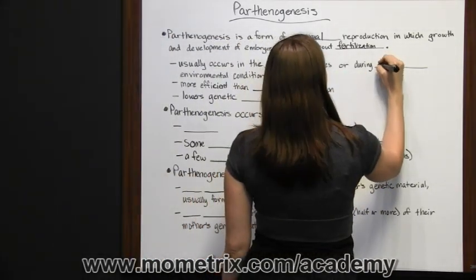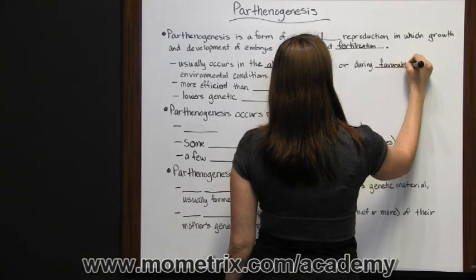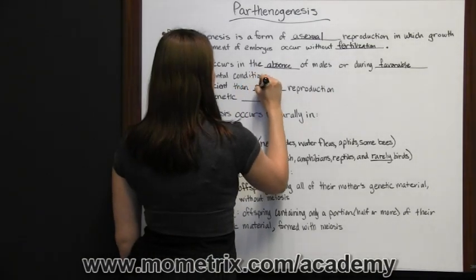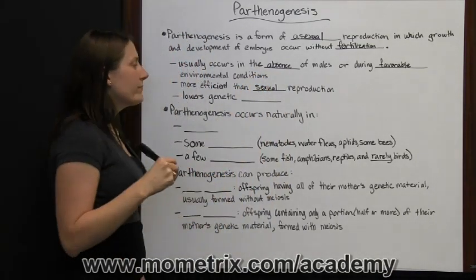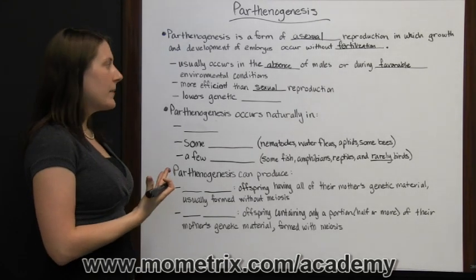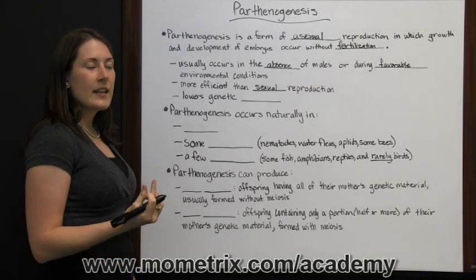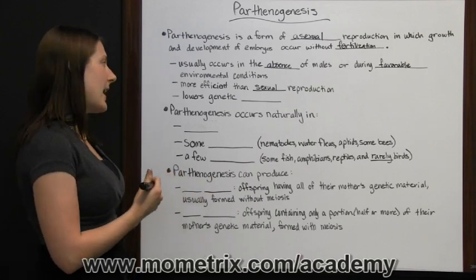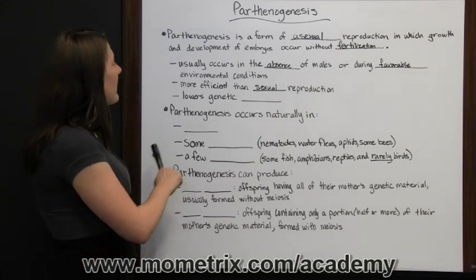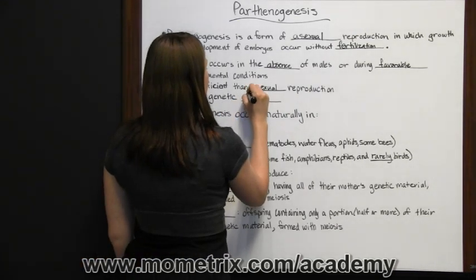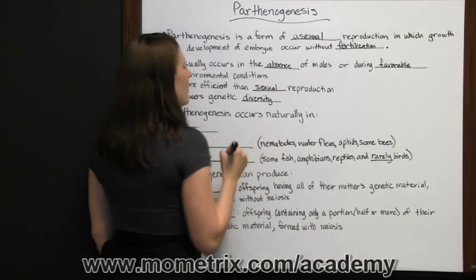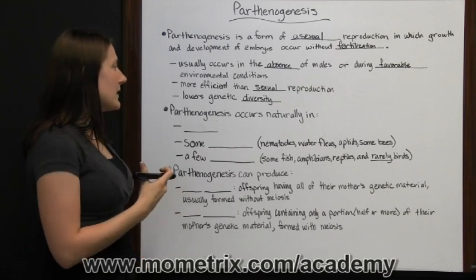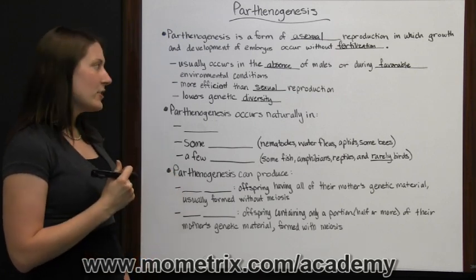It can also occur during favorable environmental conditions. Parthenogenesis is more efficient than sexual reproduction because in a lot of cases the offspring are receiving just a full copy of the mother's genetic material and there's no room for error there. It's the exact copy of what the viable adult mother was having for genetic material. However, this does lower genetic diversity. When there aren't two parents contributing and forming a mixture of genetic material for the offspring, the diversity is not going to be very great within that population.